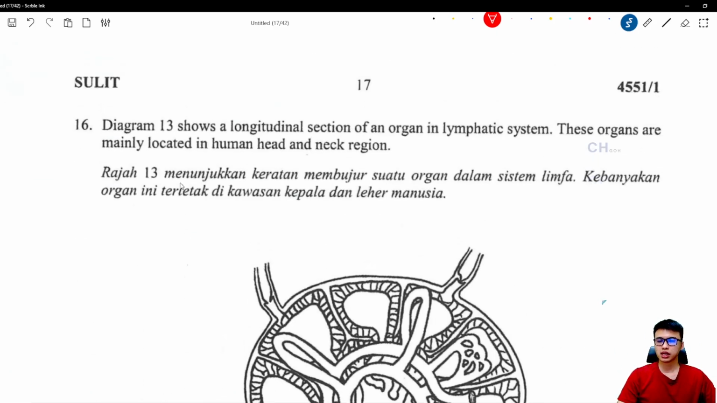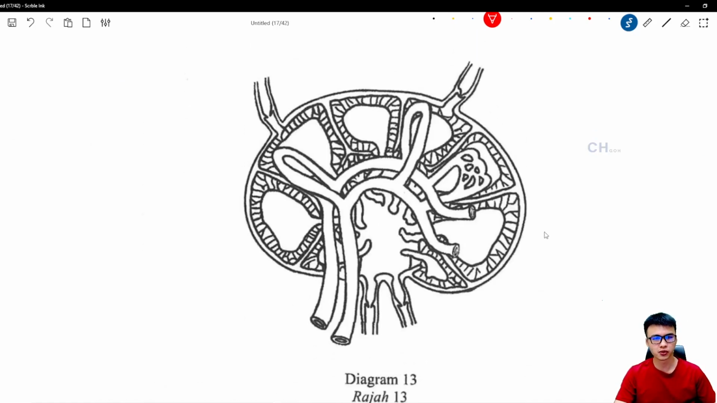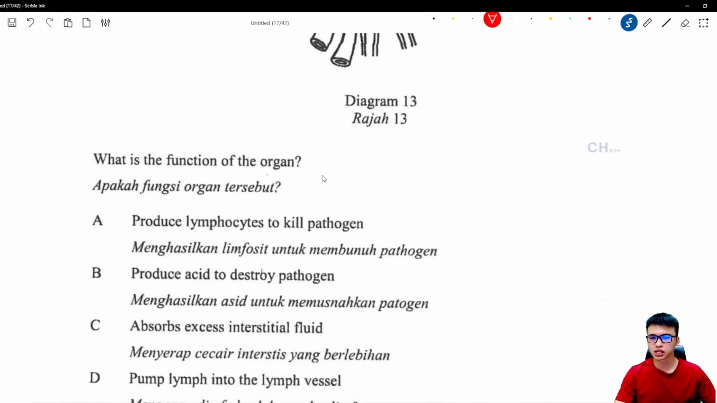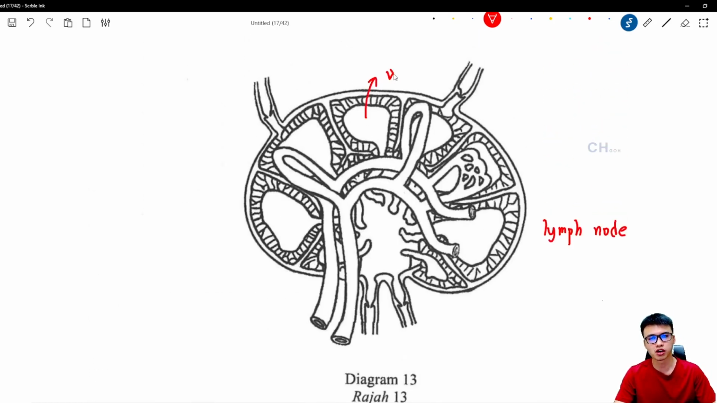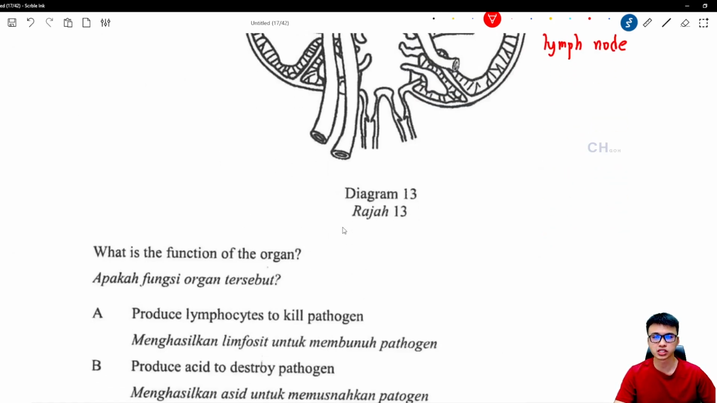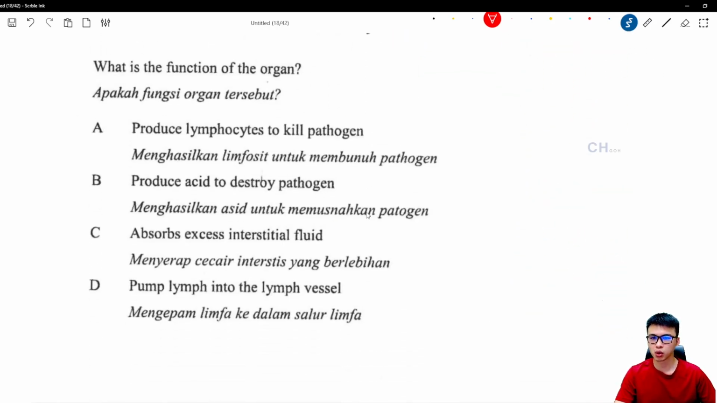Okay, next one. Diagram 13 is a longitudinal section of an organ in the lymphatic system. These organs are mainly located in a human's head and neck region. So what is this? This is a lymph node. The function of this organ is to produce a lot of white blood cells, including lymphocytes, which are able to produce antibodies. Why do they want to produce white blood cells? Because they want to kill the pathogen. Simple. So the answer here should be A. 16 is A. Yeah?